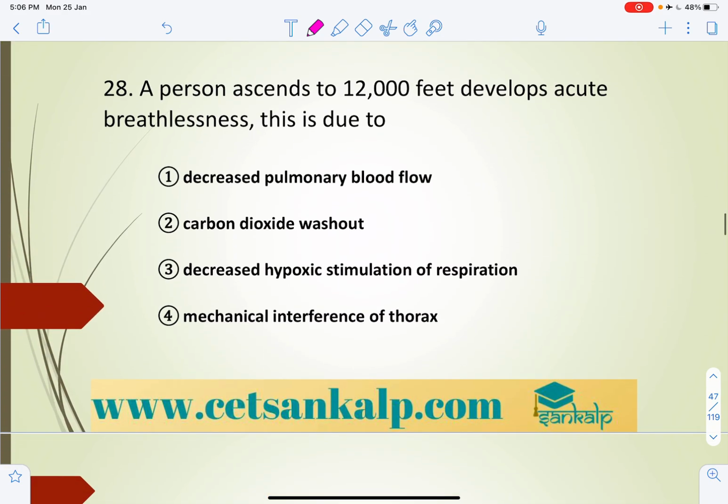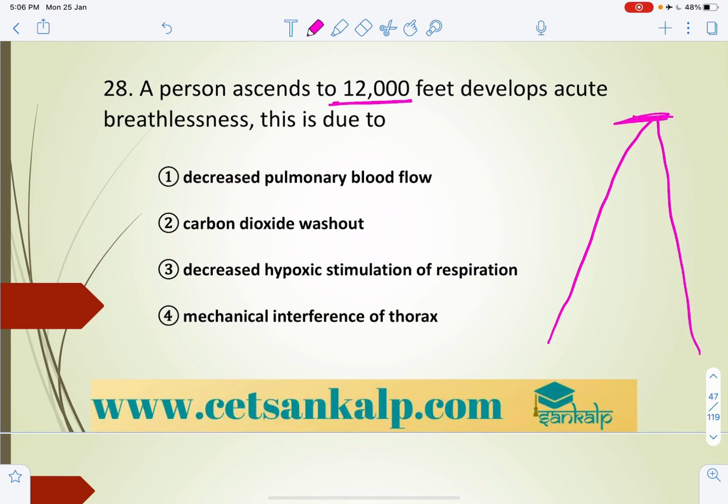A person ascends to a higher altitude, 12,000 feet. When we move from lower altitude to higher altitude, the volume increases, and as the volume increases, the pressure decreases. The pressure will be less. So the breathing rate should increase, and it is very difficult to breathe. That is what we call altitude sickness. Altitude sickness develops acute breathlessness.